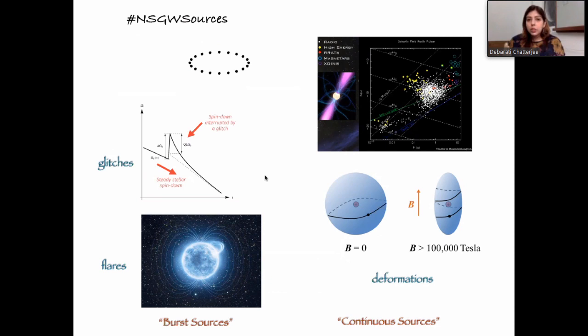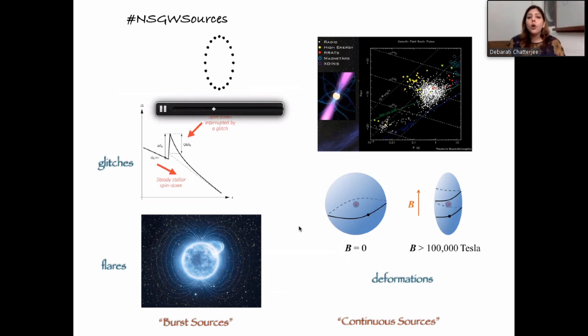Also, neutron stars and magnetars, a particular class of extremely strongly magnetized neutron stars, could also show flare-like features, which we also have in the sun, for example. So these flares would also generate a burst of gravitational waves that we would want to detect. The other way is that there could be some kind of continuous deformation. When the neutron star is rotating, these deformations would generate some kind of non-axisymmetric perturbation.